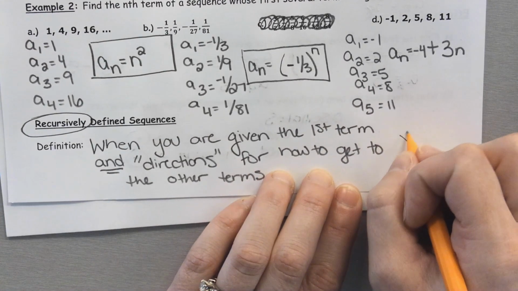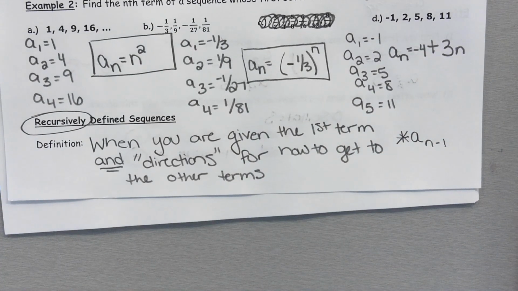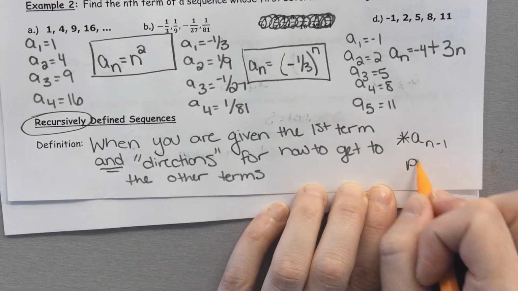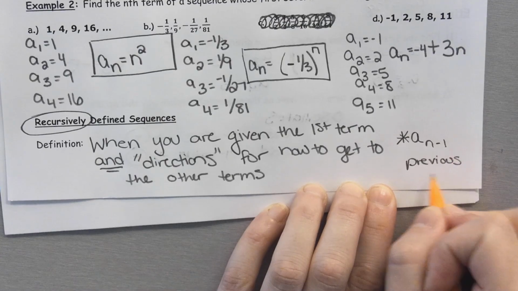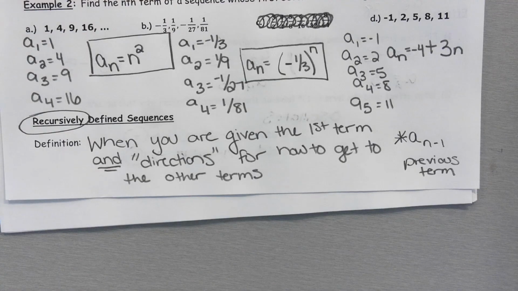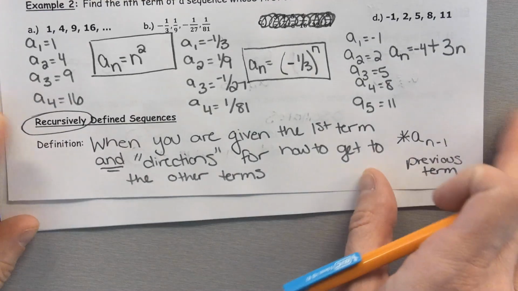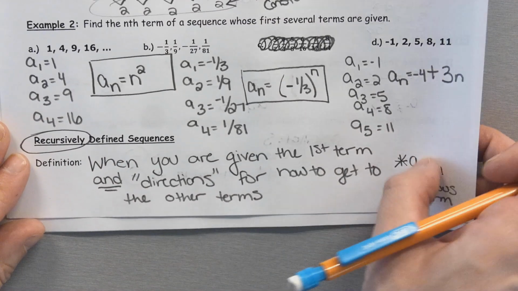Also, something that I need you to know, you're going to encounter this. A sub n minus 1, that means the previous term. So this means one term ago the value was whatever. So a sub n minus 1 means the previous term. Okay, so both those pieces of information. Flip when you're ready, and we're going to do a recursive sequence. I'm going to show you how to do it by hand and also on the calculator.